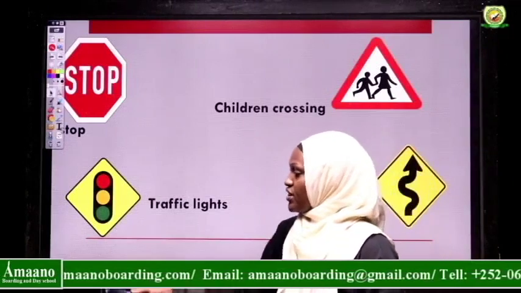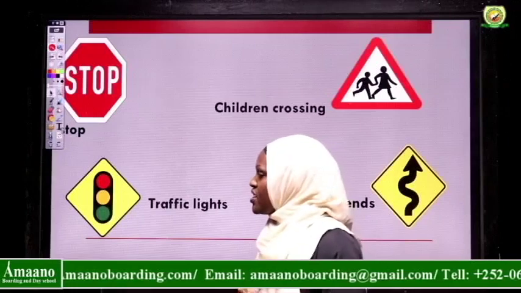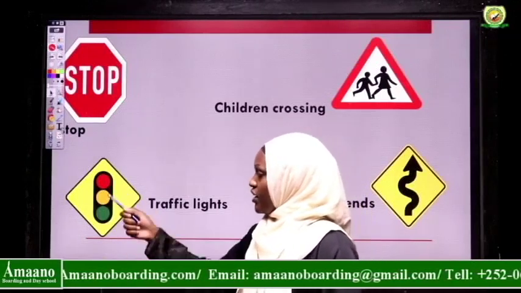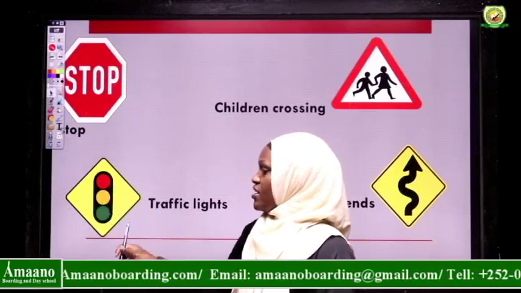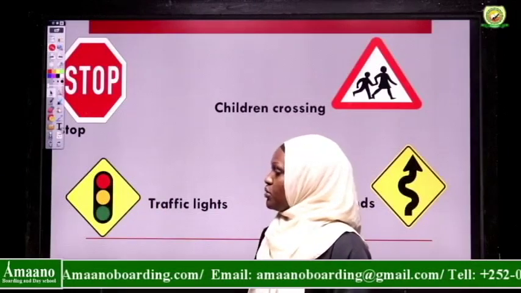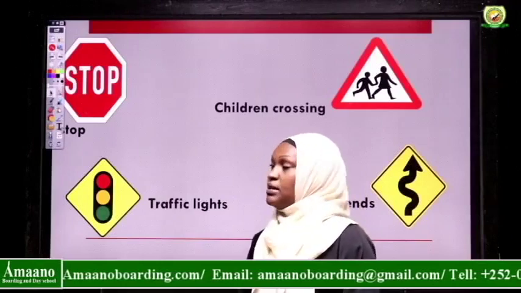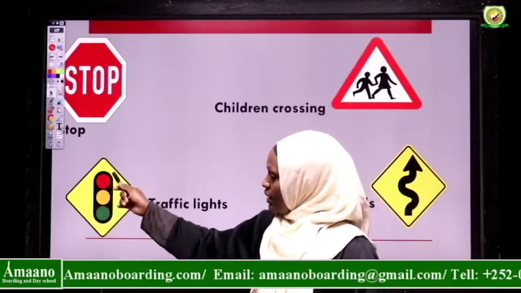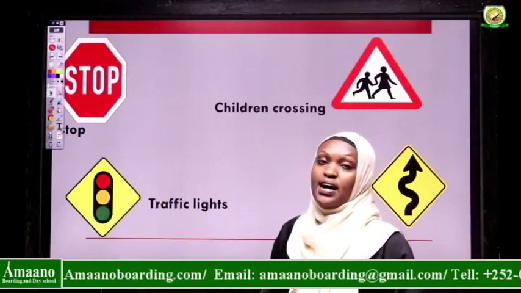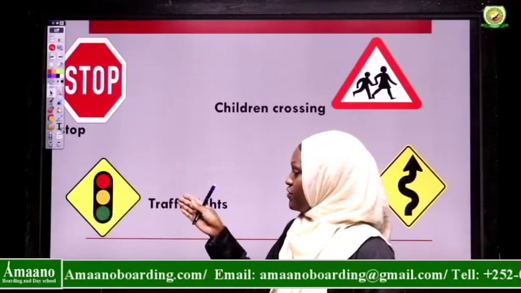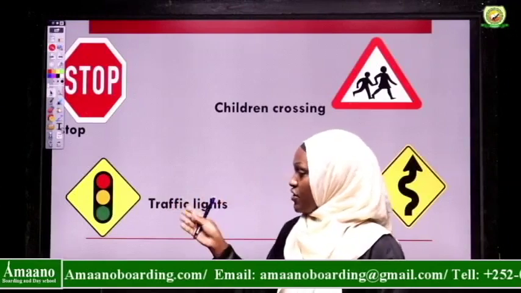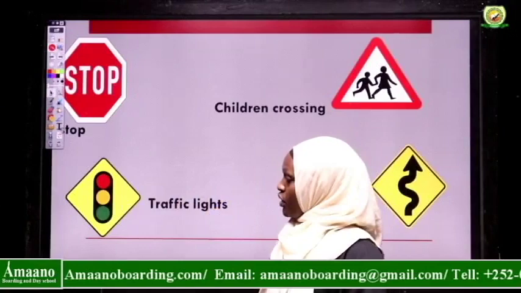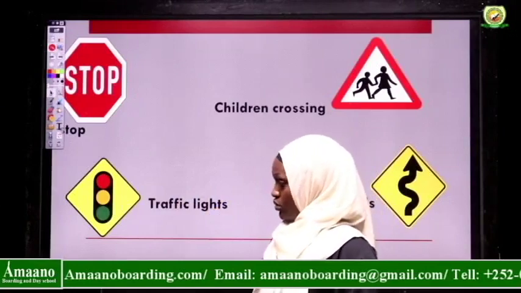We have the traffic lights. We have 3 lights in the traffic lights: red, yellow, and green. This one we find mostly on tarmac roads. Each traffic light color has a meaning. These are for the vehicles, the ones driving cars and buses, and they have to obey them. They are also for the people who want to cross the road.